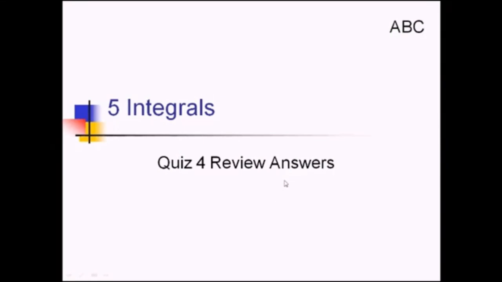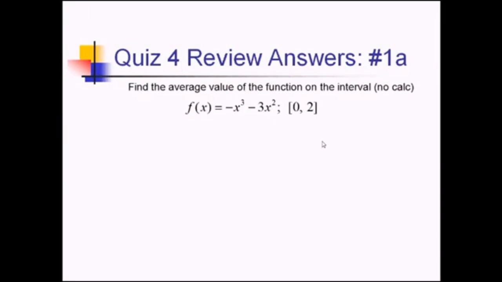On this problem, we're trying to find the average value of this function over the interval from 0 to 2. Now in general, average value, we find that with the formula 1 over b minus a times the integral from a to b of f of x dx. So in this case, we have 1 over 2 minus 0 times the integral from 0 to 2 of the f function, which is this function up here, negative x cubed minus 3x squared.